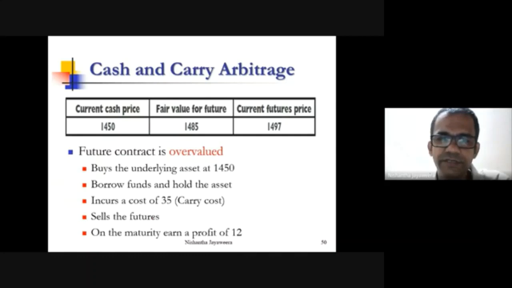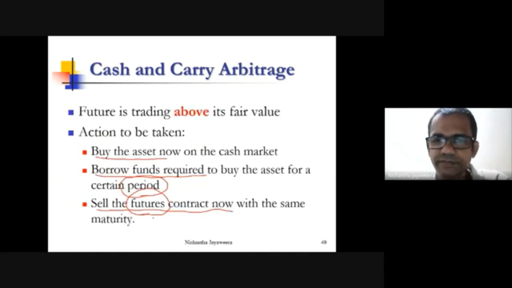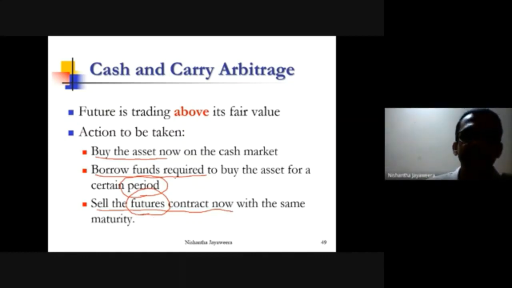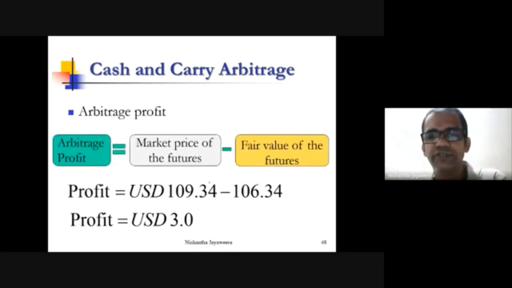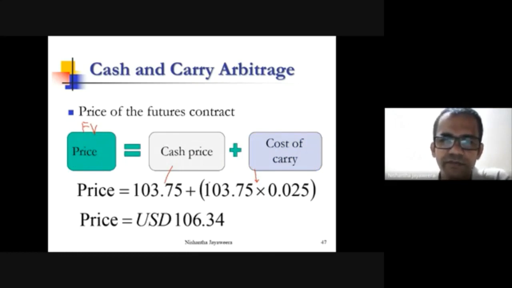What would happen on the expiry date? What is your borrowing cost? It is 2.5%, given there. So on the maturity date, what you have to pay for your borrowing is just 106.34.